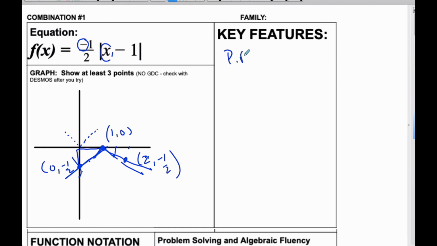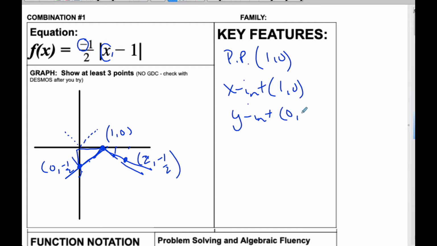And so my pivot point is 1, 0. My x-intercept is 1, 0. My y-intercept conveniently ended up being 0, negative 1/2. The domain can be all reals. I could put any number in here and it's going to work out. But the range, however, is going to be all values smaller than or equal to 0.